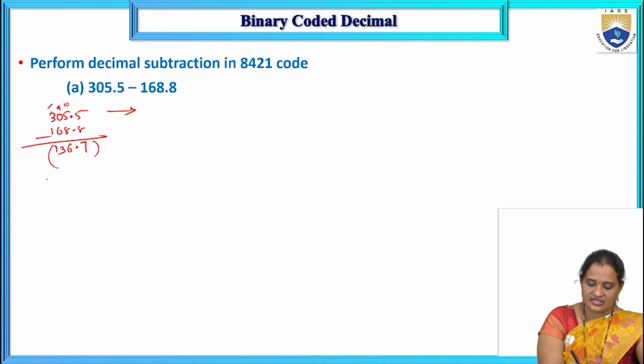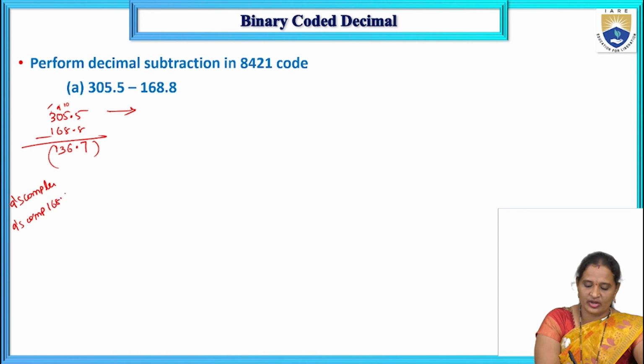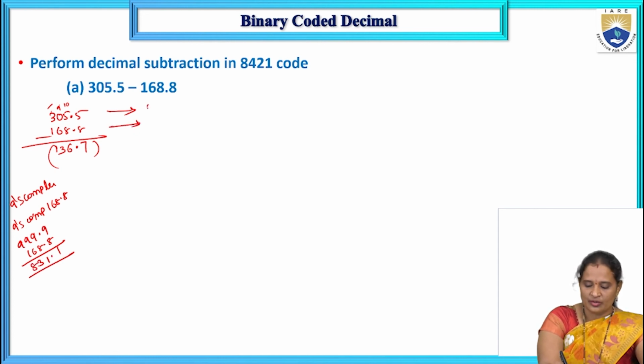So now, first, I want to perform the subtraction using 9's complement. Okay, what is the 9's complement of 168.8? So 999.9 minus 168.8. So it is 1, 3, and it is 8, 831.1. So 305.5 plus 831.1. This is the 9's complement.